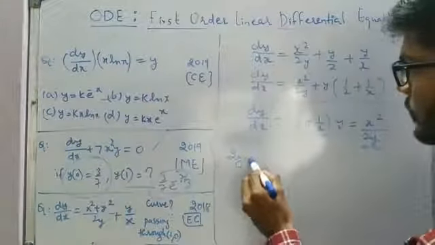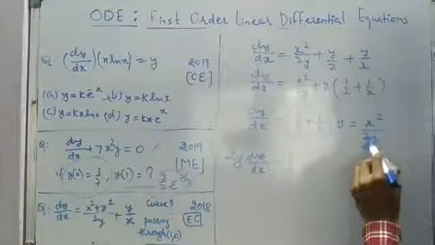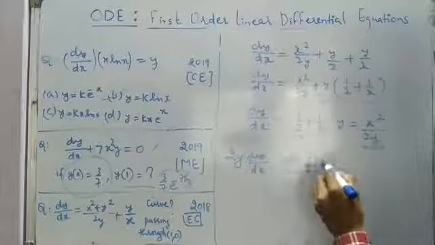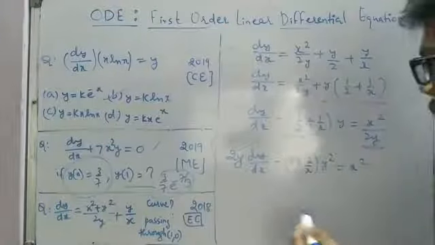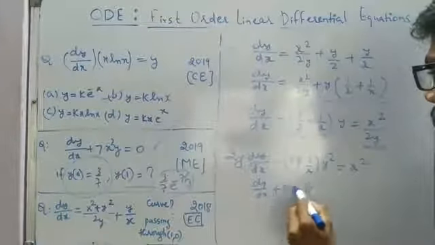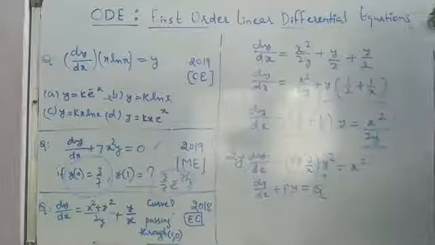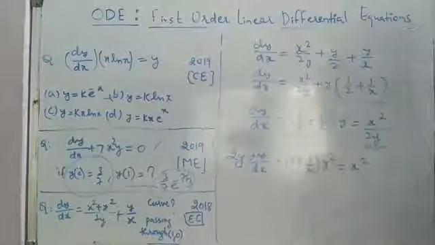So this will become 2y dy/dx minus 1/2, and 2 will multiply 1 plus 2/x, and this is y square equal to x square. And now also this is not in the standard form, dy/dx plus Py equals Q, right? The y square term is there, so we have to make it in the standard form first. For that, as I said, we will have to do a little substitution.